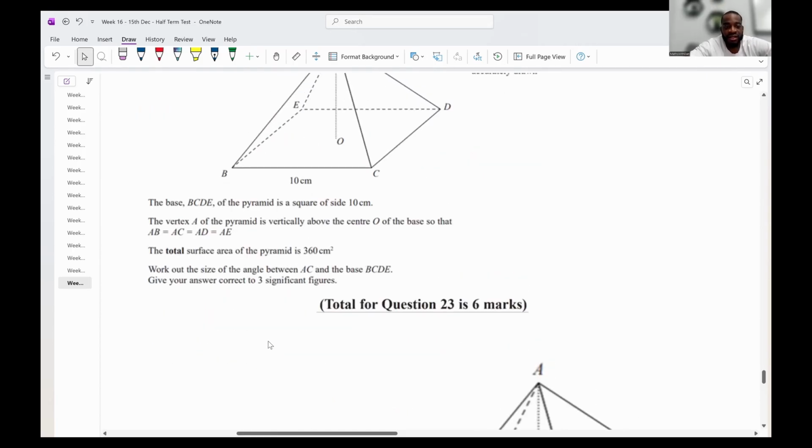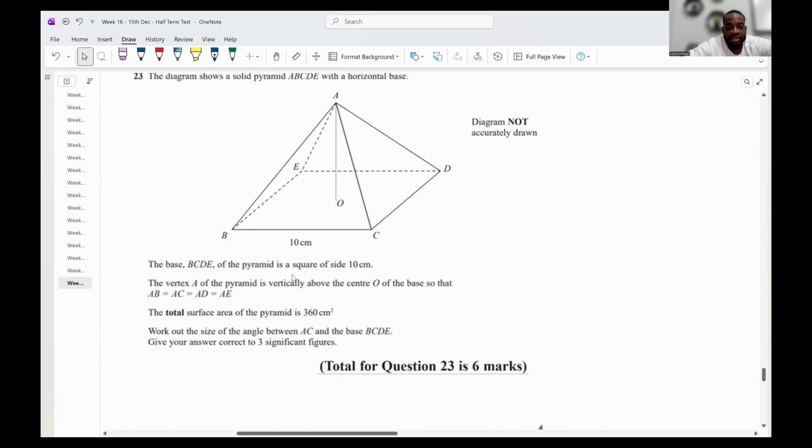So the angle between AC, so A to C is this line here, and the base BCDE, that's the square at the bottom. Where would the angle be? Remember what I always say, we've got A to C, we need to draw a right angle triangle. Whatever line we draw to create the triangle has to be vertically below it. So I'm going to do this there, and then it would have to go across the room like that.